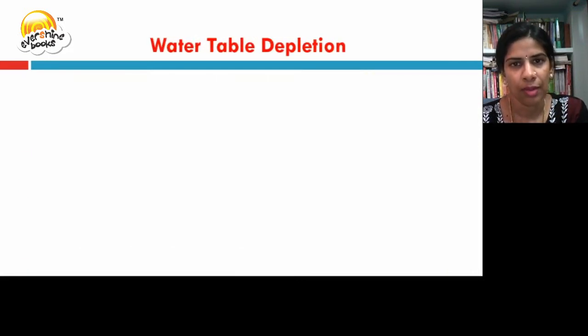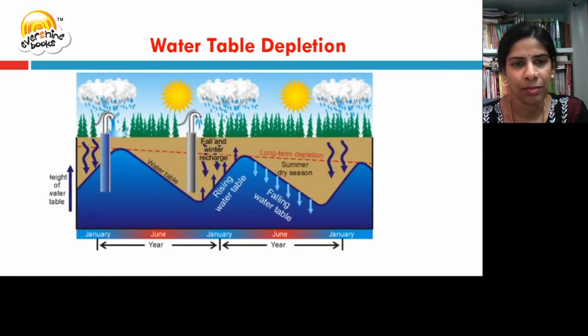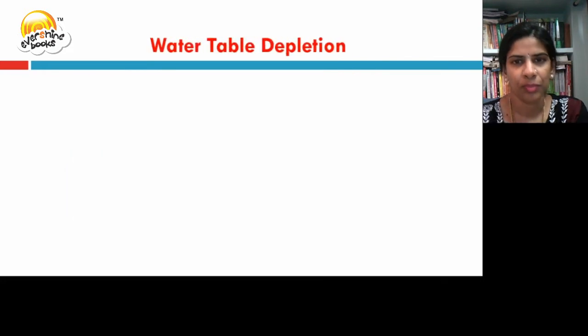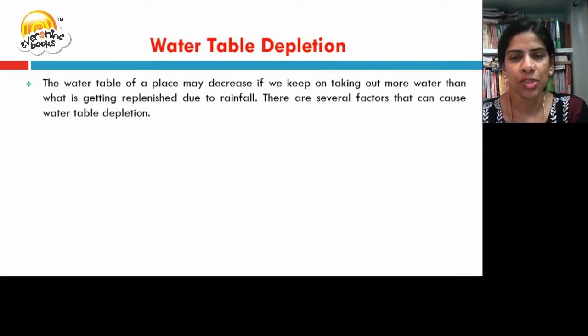Water table depletion. You can notice that during the rainy season there is a rise of the water table, and during the summer dry season, a fall of the water table. The picture shows the long-term depletion caused by continuous use. The water table of a place may decrease if we keep on taking out more water than what is getting replenished due to rainfall. There are many factors that cause the water level depletion.